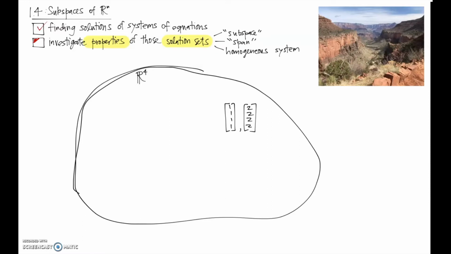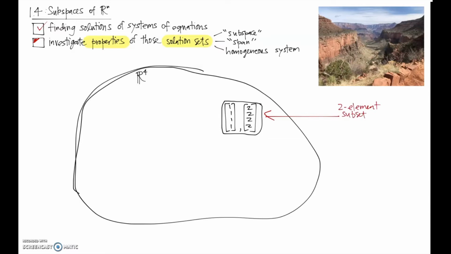And if we just had a 2-element subset of those 2 vectors, so this is a 2-element subset of R4. But there's tons of other subsets.